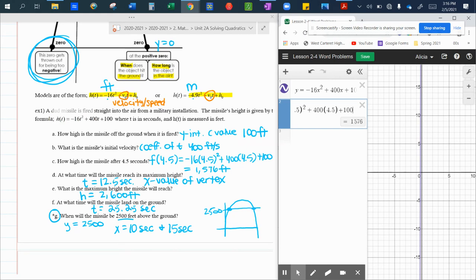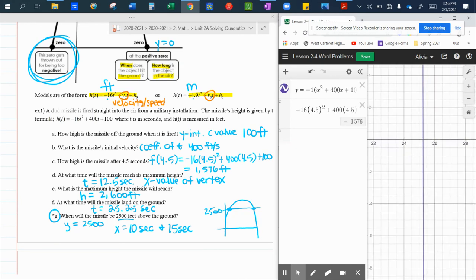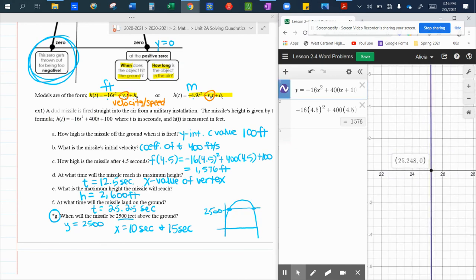We're trying to figure out what time does it land on the ground. That's when y is going to equal 0. So that one's a little bit easier to find. We can just slide along our x-axis and click on the graph, and it will give us our value here. So we rounded 2 places behind the decimal.